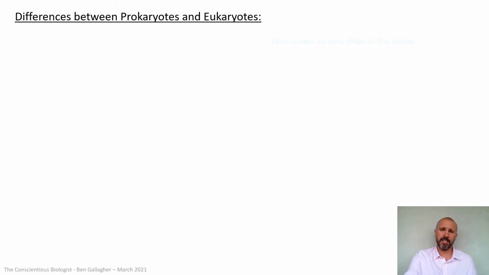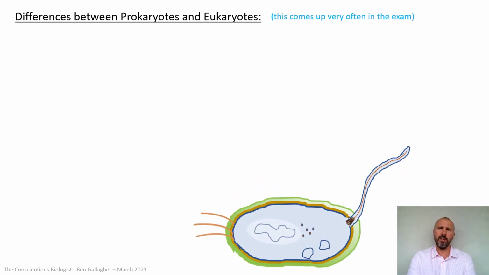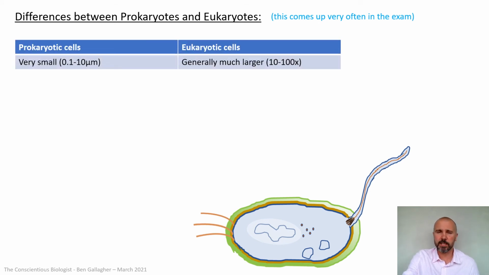So let's look at the differences now. And as I've said before, this comes up in the exam all the time, so make sure you know this. Rather than asking you to draw one or label one, they quite often just ask you to give the differences between prokaryotes and eukaryotes. Normally they give it in the form of a table. So that's how we'll do it now.